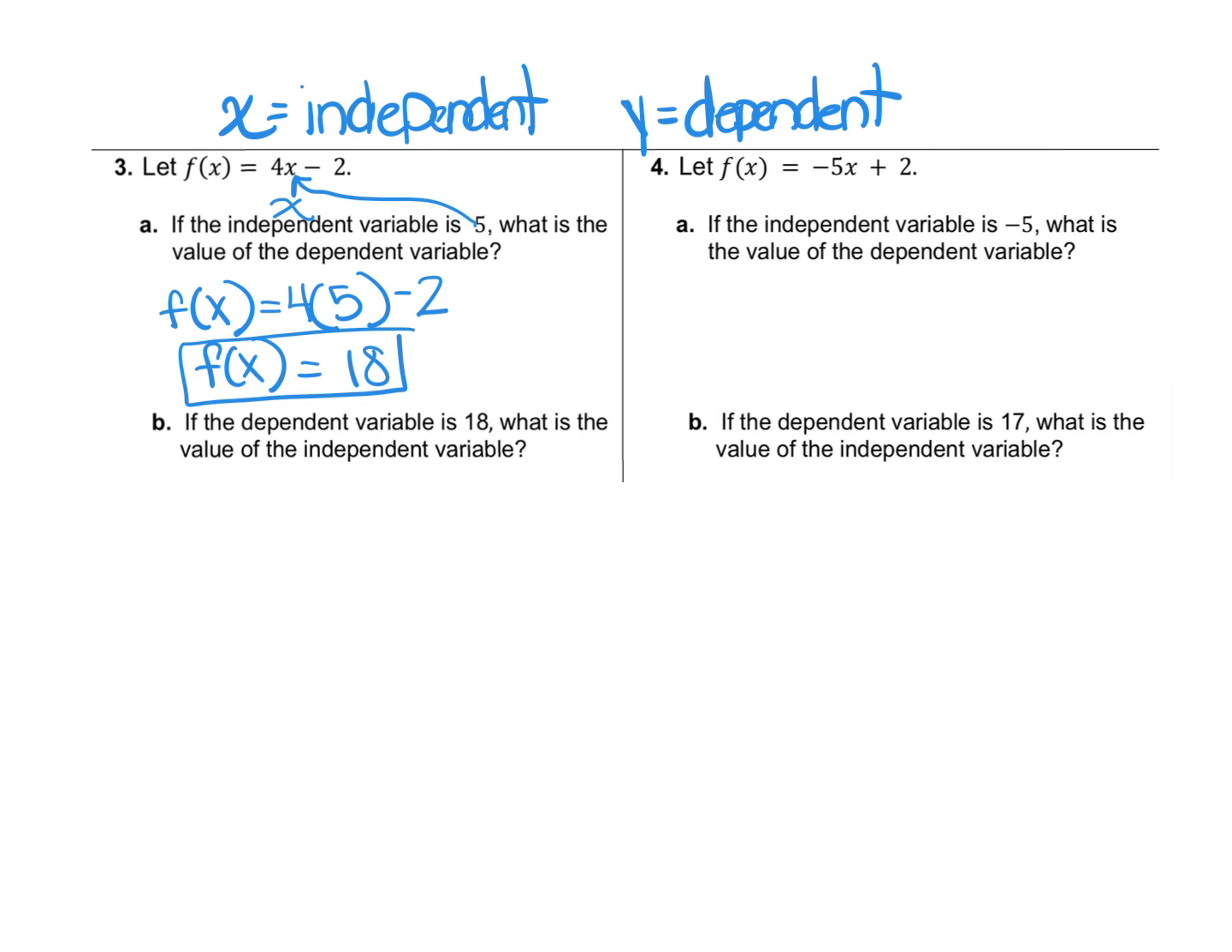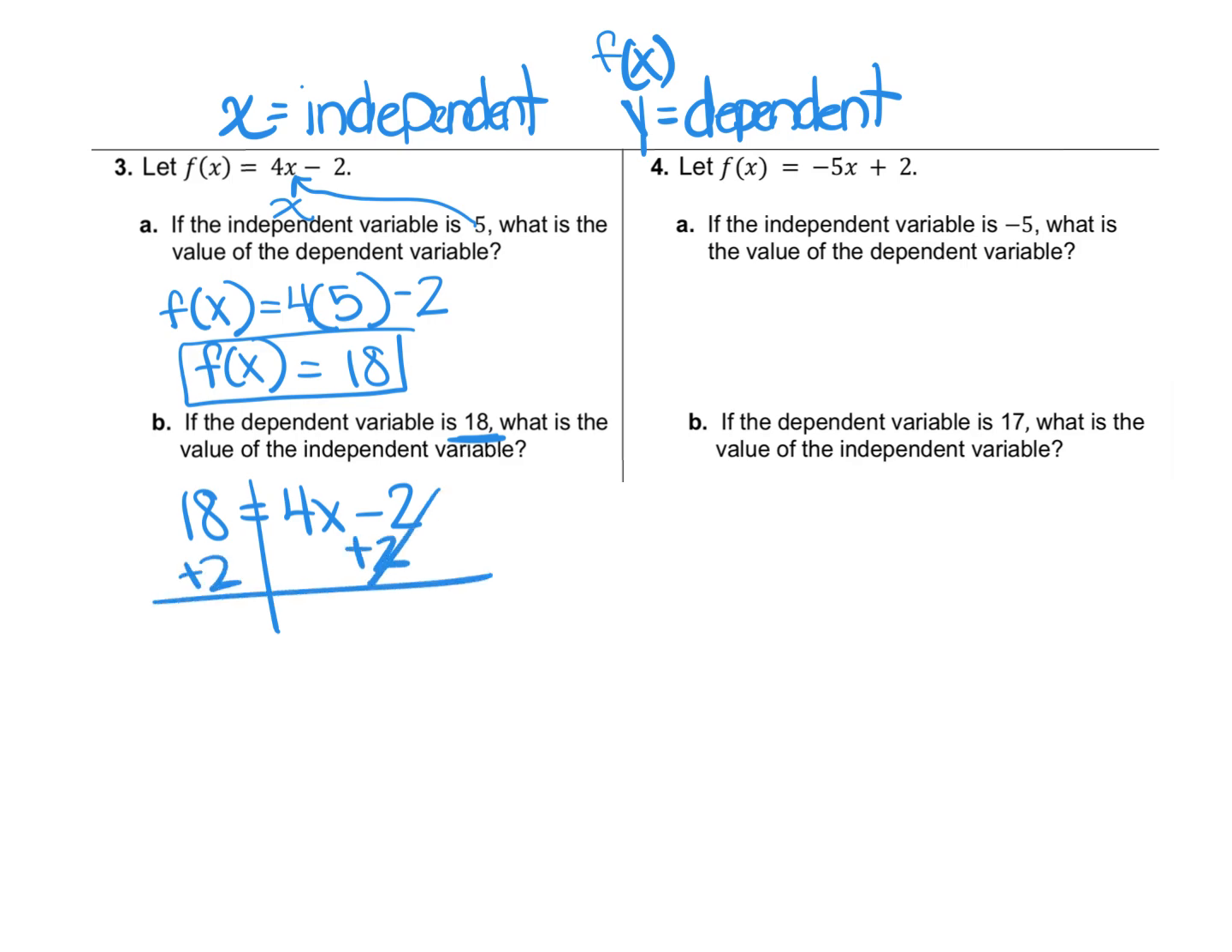Now it's saying if the dependent variable is 18, well, remember, the dependent variable is our y. Okay, the f of x is also known as our dependent. And so we're going to plug in, if the dependent variable is 18, that means the f of x is equal to 18. So 18 is equal to 4x minus 2. And now, just like we've been doing, we're going to isolate the variable. And then you're going to divide by 4. And then x will be equal to 5.